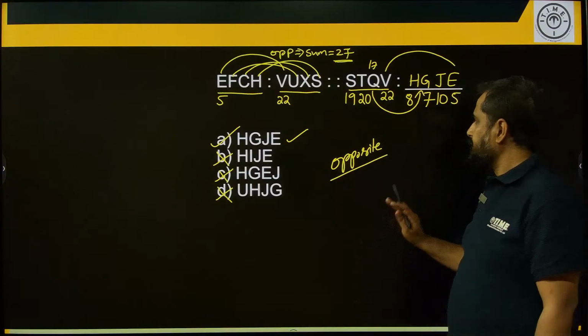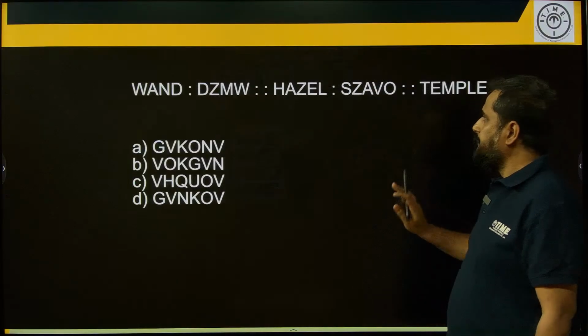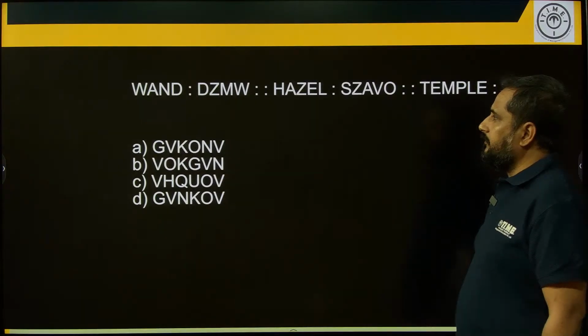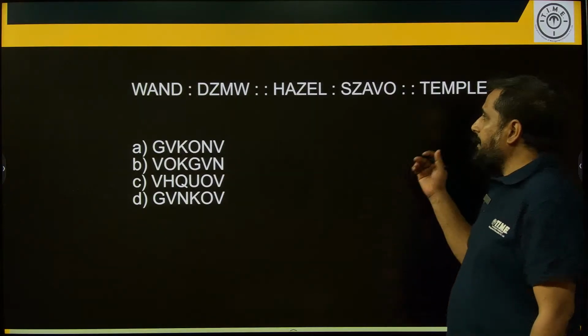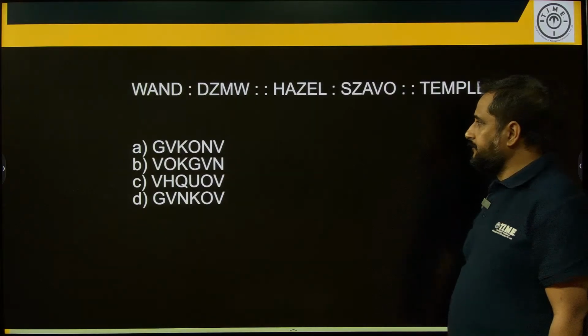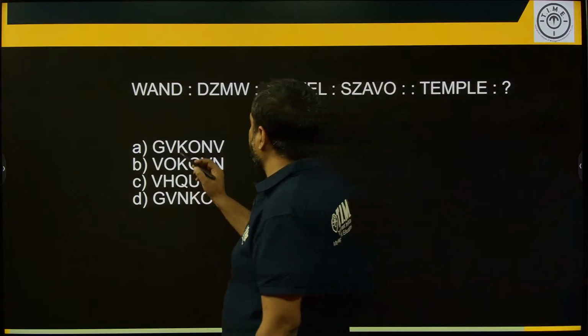Now, let's see the next question. Right. W, A, and D. 3-pair analogy. 3-pair letter analogy.